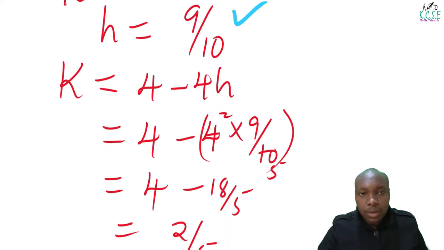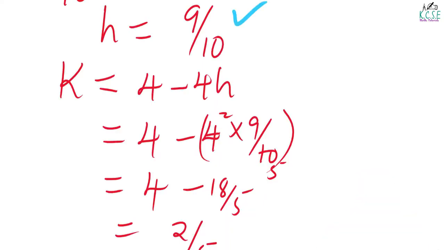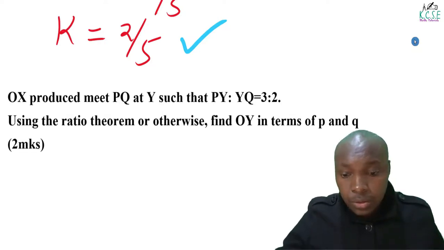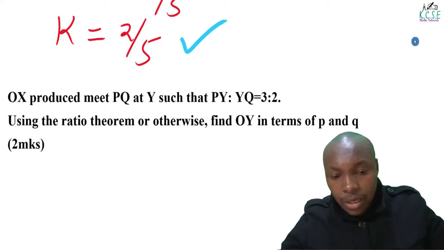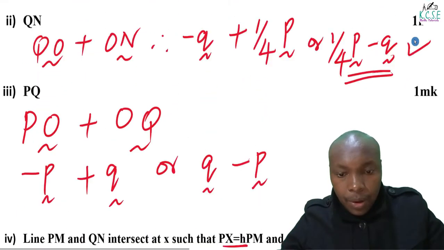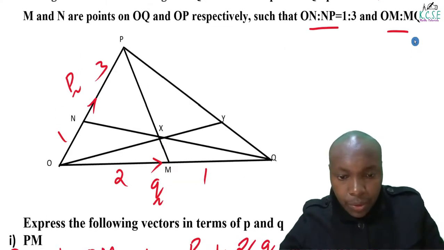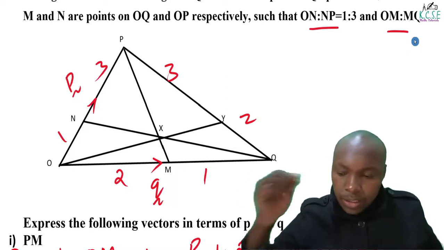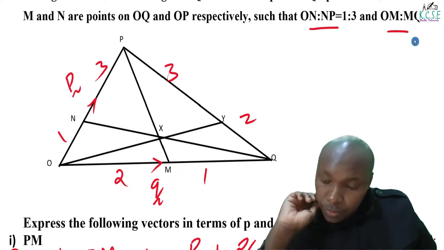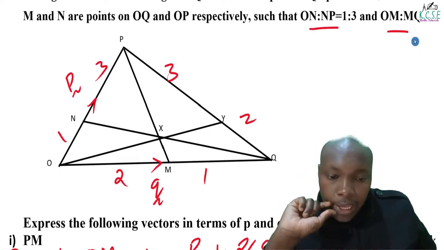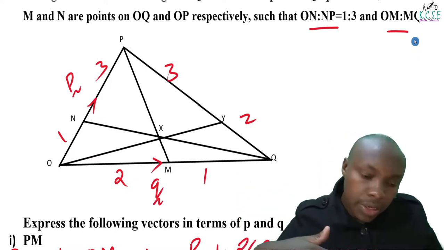So let's go to the other part of the question. OX produced meets PQ at Y such that PY ratio YQ is equal to 3 is to 2. Using the ratio theorem or otherwise, find OY in terms of P and Q, 2 marks. So let's go to the diagram and see PY, YQ. This one is given as the ratio 3 is to 2. So you're supposed to find OY, using the ratio theorem or otherwise. So you can use the ratio theorem or any other method.